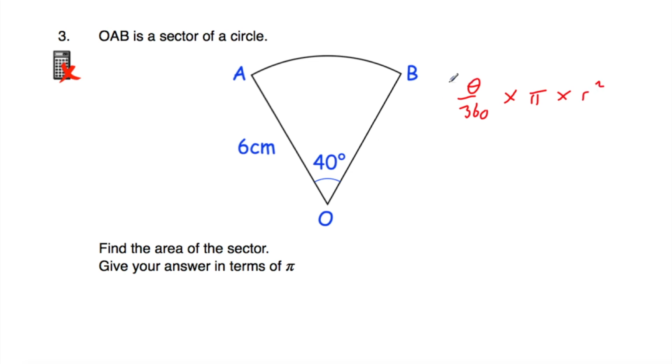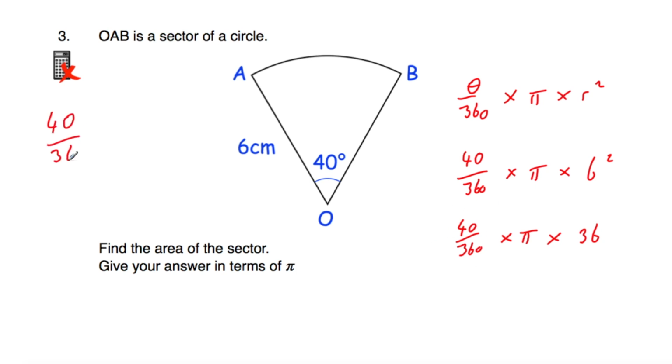So the angle is 40 degrees, and the radius of the whole circle is 6. So it's going to be 40 over 360 multiplied by pi multiplied by the radius of the circle, which is 6 squared. So let's work this out. Remember our order of operations, let's square first. 6 squared is 36. So we've got 40 over 360 multiplied by pi multiplied by 36, because 6 squared is 36.